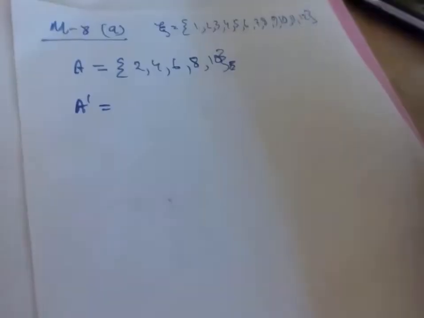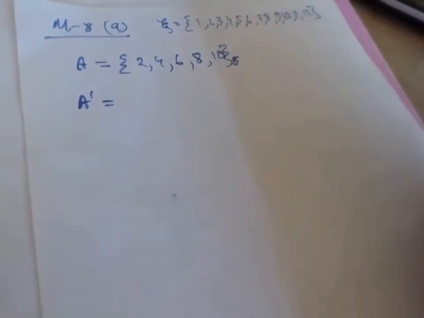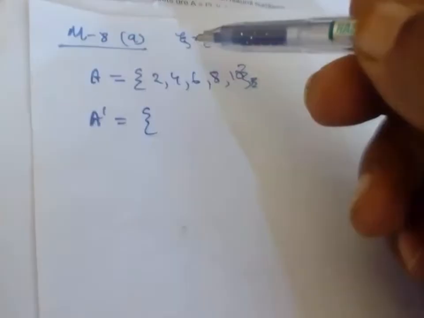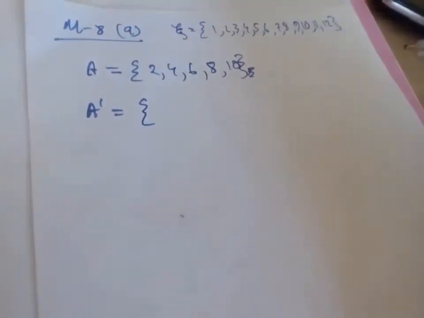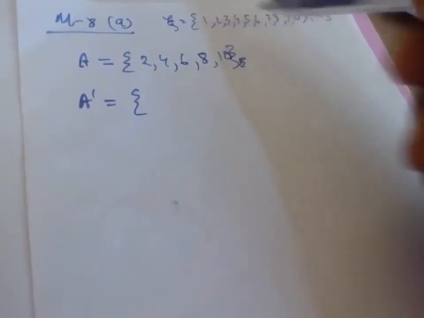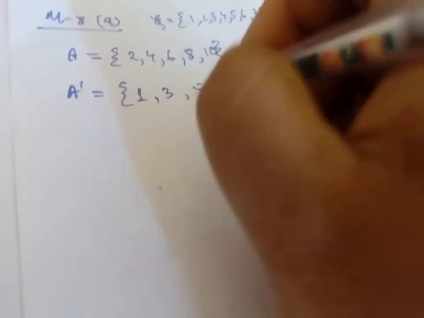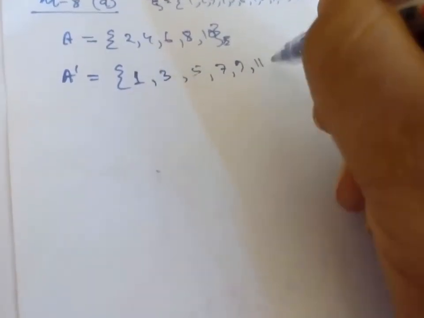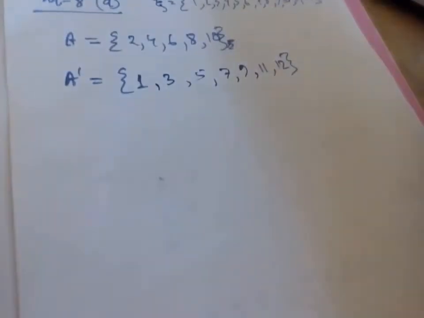So A complement, or complement of set A, will be the set containing all the elements of the universal set which are not in the set A. That means we will omit 2, 1 will be here, 3, 5, 7, 9, 11 and 12.